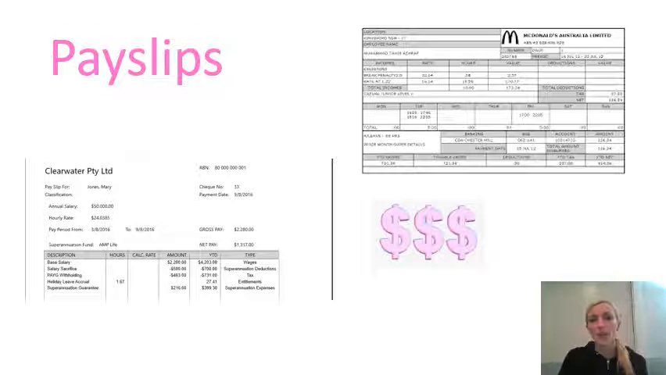Today I want us to make a start on payslips. Because you guys all work, you should have seen what a payslip looks like and you should have copies of your own. Every time a person gets paid, their employer is supposed to give them a payslip. You might get it on paper, via email, or even online. So these are two examples, one's from McDonald's and one's from Clearwater Company.